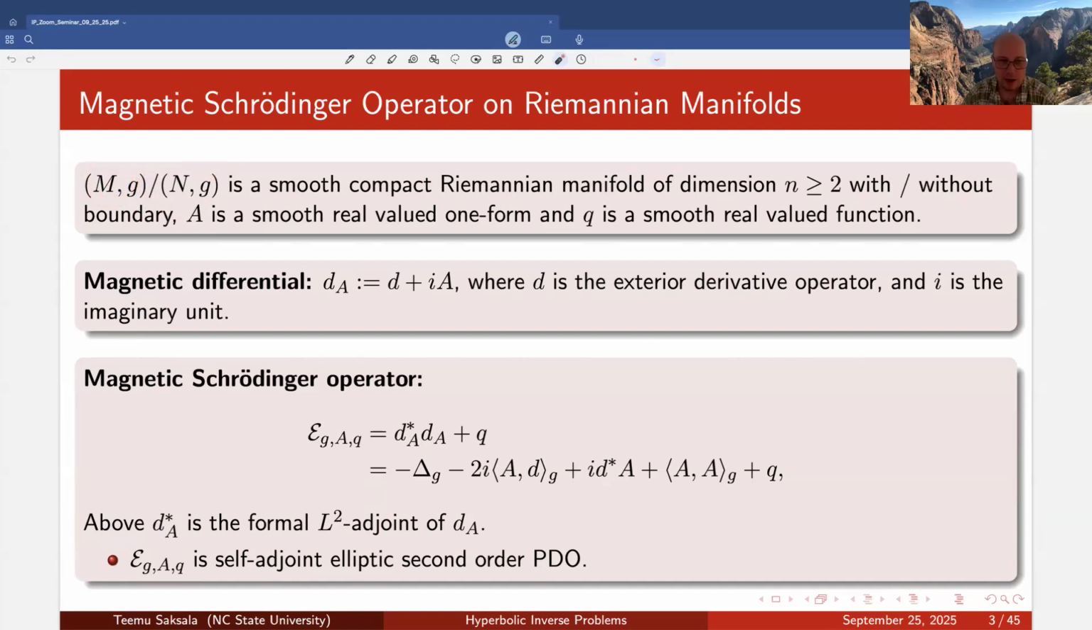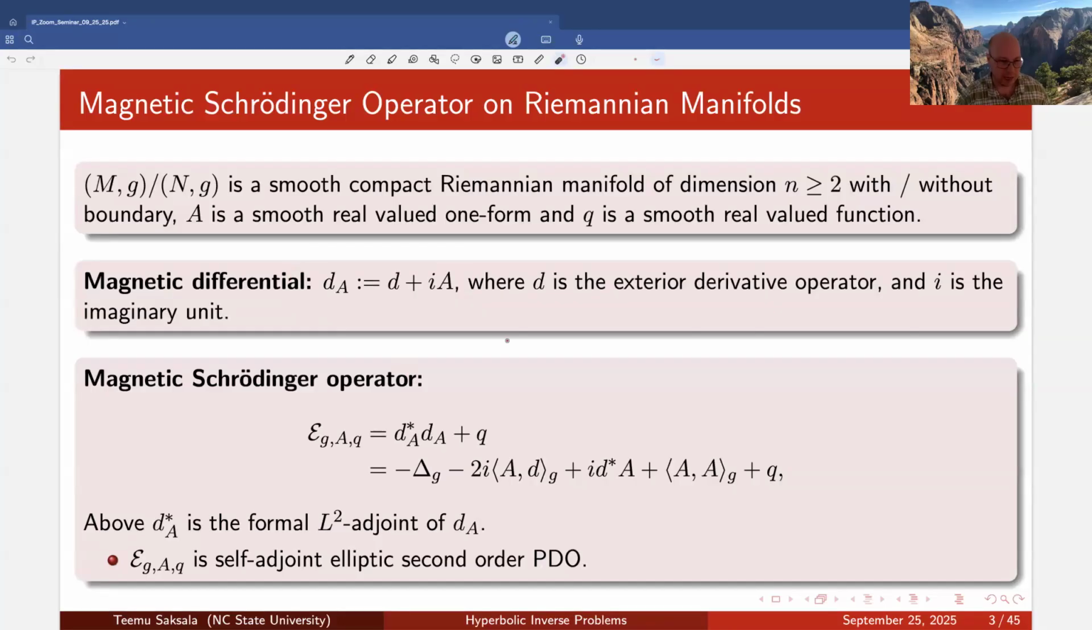Also, in this talk I all the time talk about a smooth real-valued one-form A and a smooth real-valued function Q. With these settings, I can define the magnetic differential d_A, which is a generalization of the regular exterior derivative operator on a manifold. You can kind of identify it as a gradient in the Euclidean setting, but the catch is that the operator d and also d_A do not depend on my metric, they only depend on the smooth structure of the manifold. So the key part in this talk is this magnetic differential d_A.